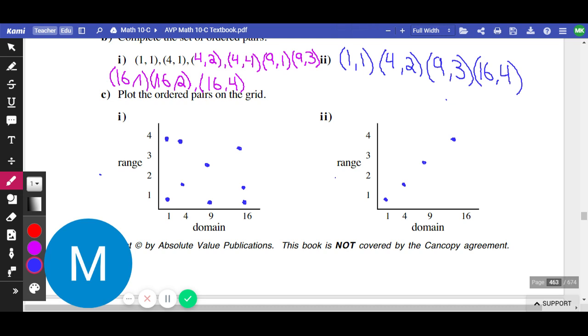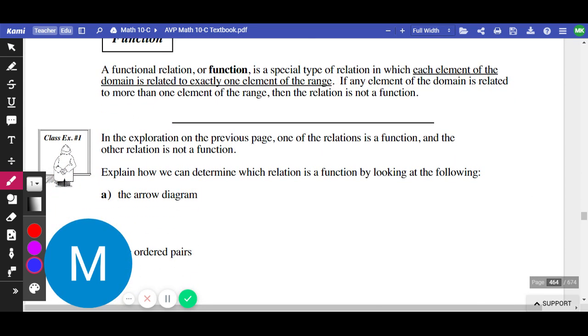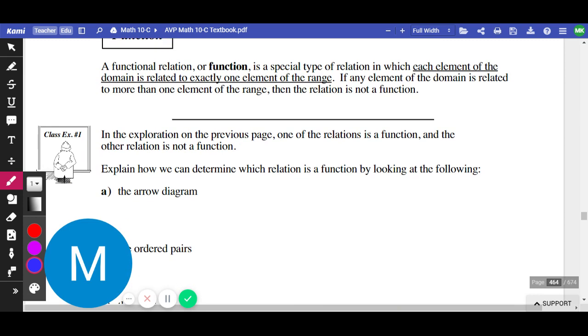Fantastic. To this point, we discussed all these things as being relations. It's connecting two pieces of data. So it's a relation. One of these relationships is actually a special relation called a function. And we're going to explore that idea. The other one is not a function. Okay, the definition of a function is right here at the top of page 456. It says each element of the domain is related to exactly one element of the range. That's the definition of it.